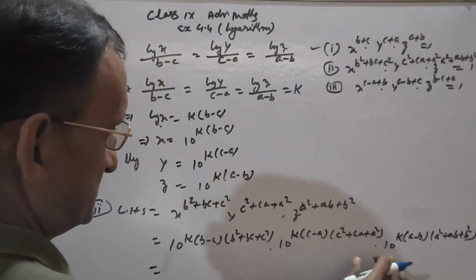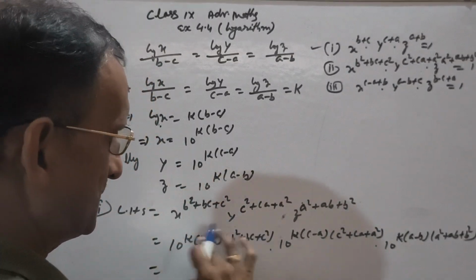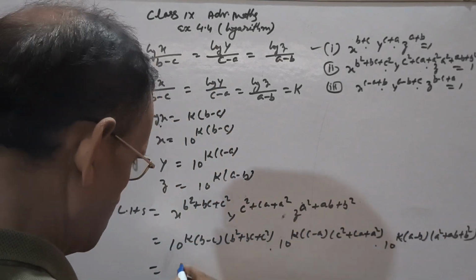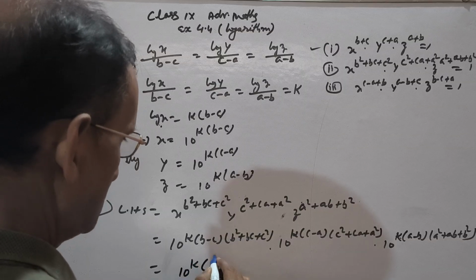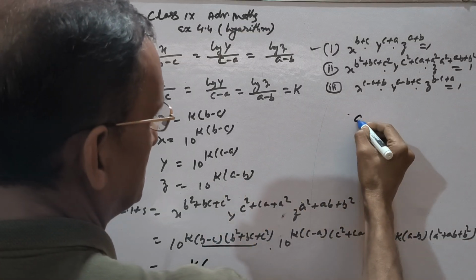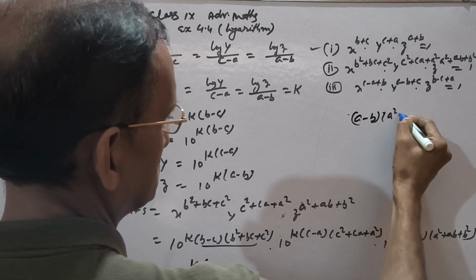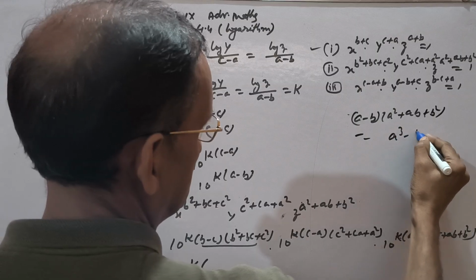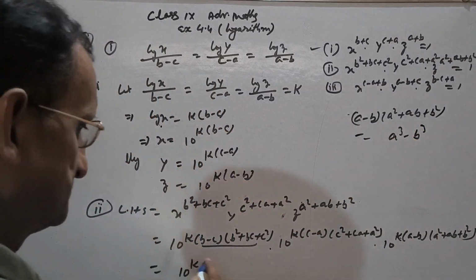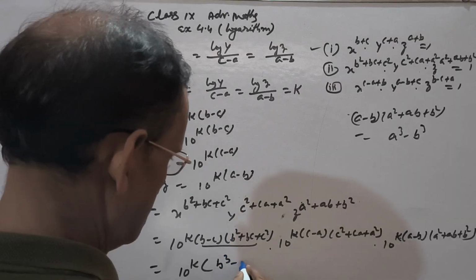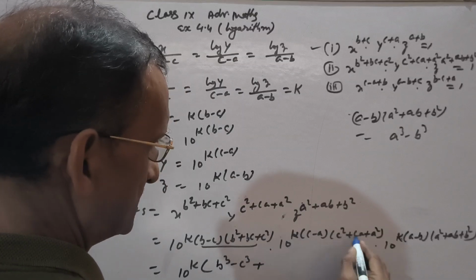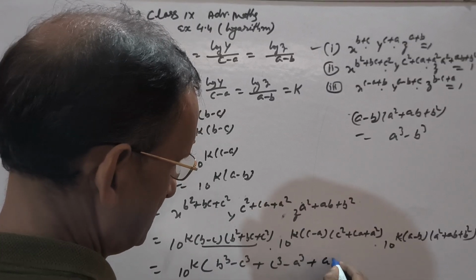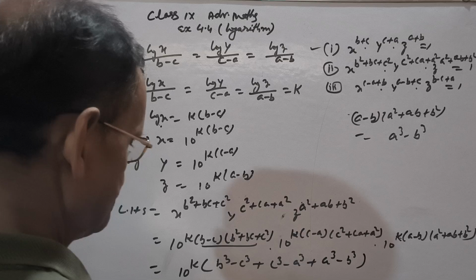So again same base and multiply, the indices' powers will get added. When we add this plus this, k is common. You can take k common and you have the identity, no? a minus b into a square plus ab plus b square. This is another nice identity. What will we have? b cube minus c cube plus, what is the identity here? c cube minus a cube plus, what is the identity here? a cube minus b cube.